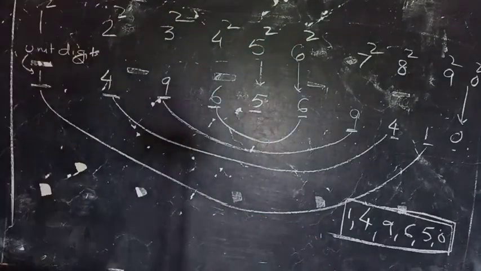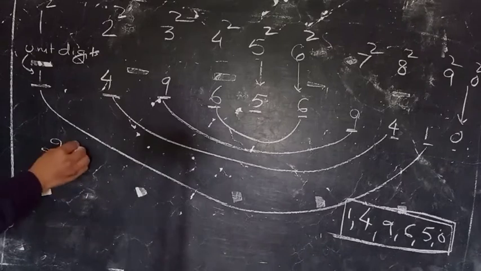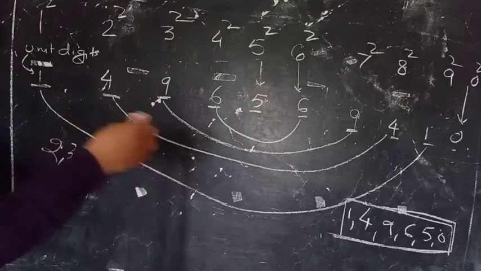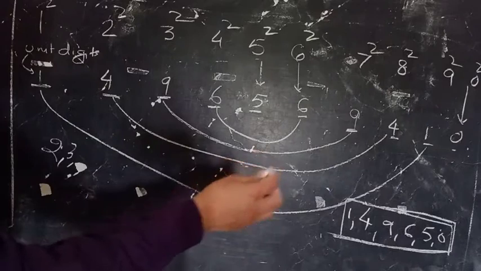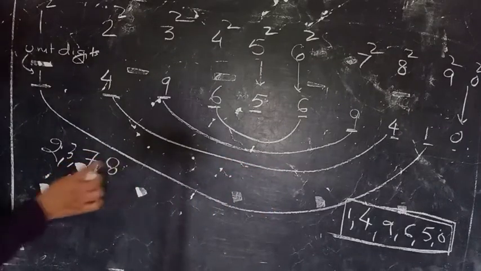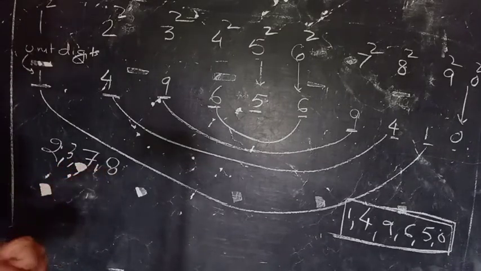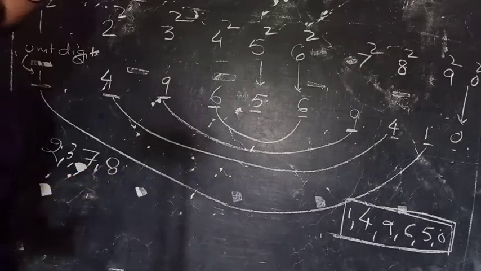What else? If the unit digit is equal to 2, 3, 7 and 8. What else if the unit digit of a number is 2, 3, 7, 8? Then those numbers will not be square of any other number.